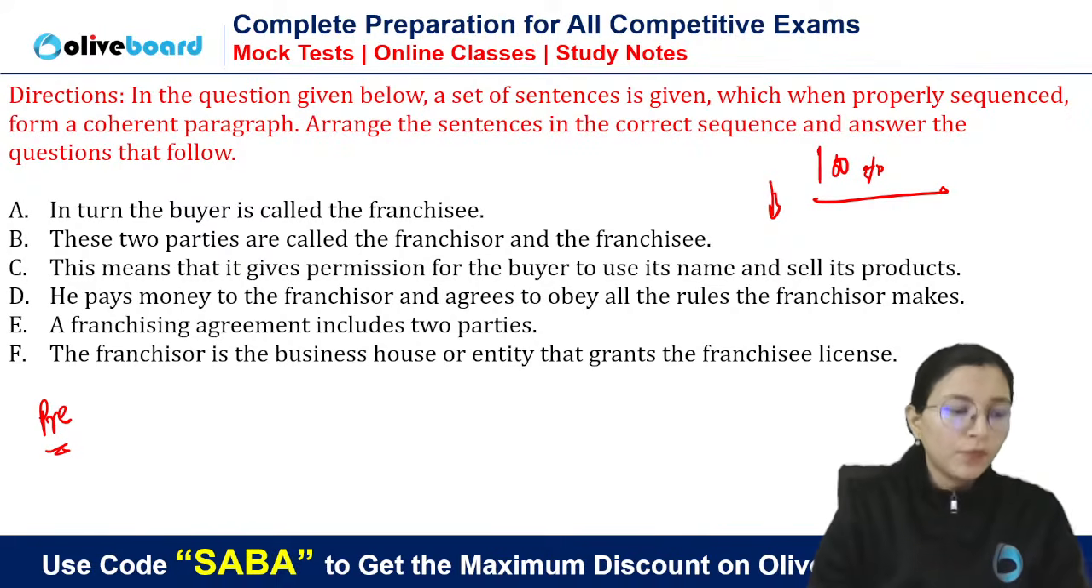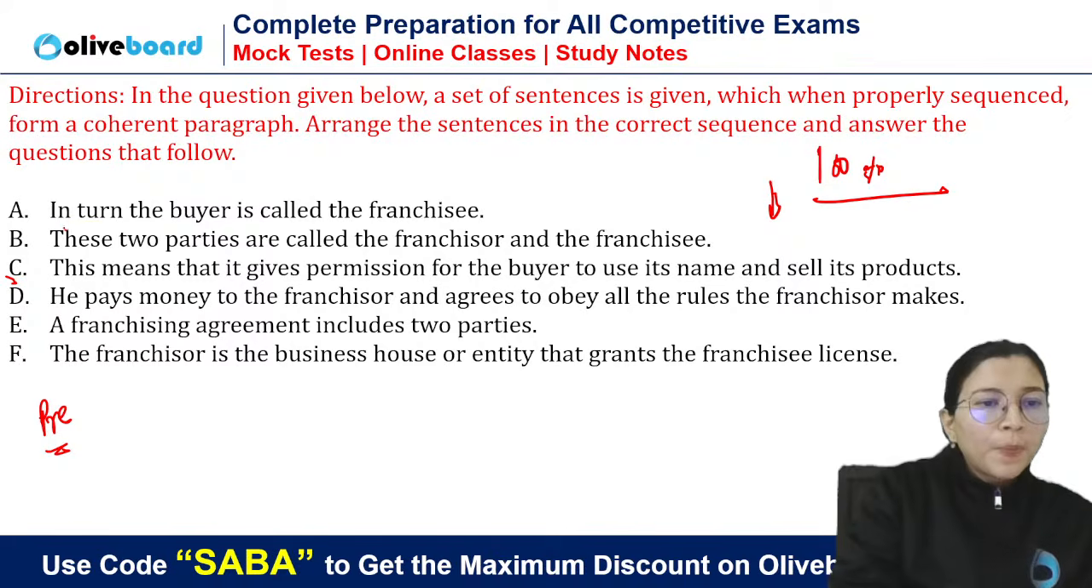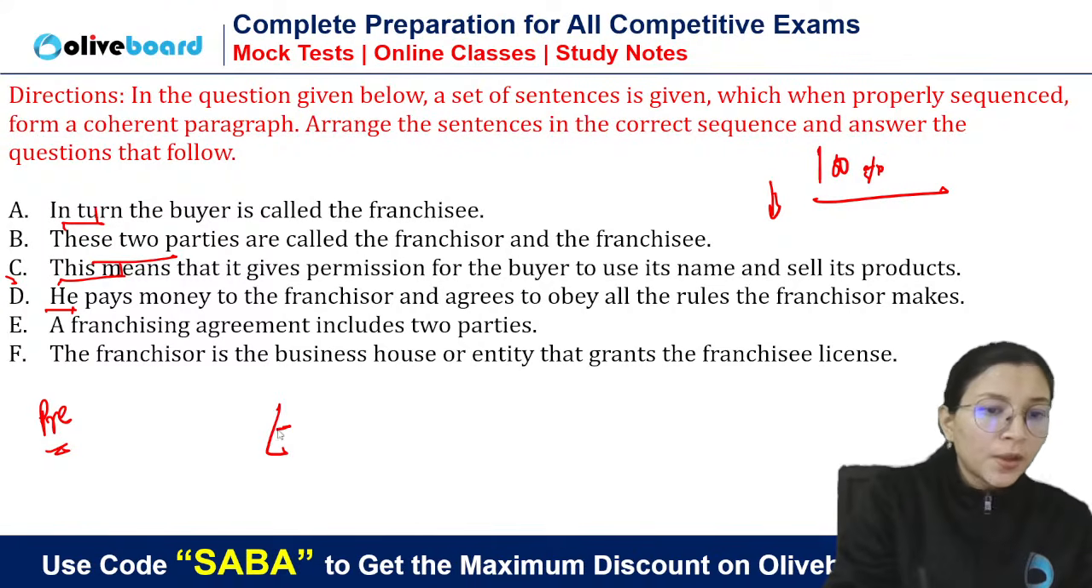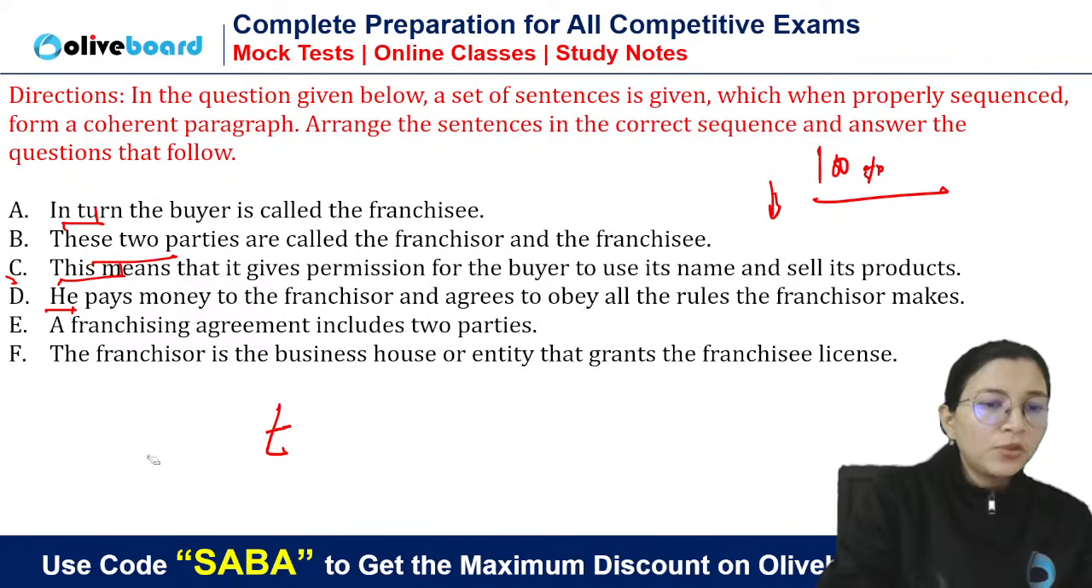After this, I will show you the mains one. Can we start with A? In turn, the buyer is called the franchisee. These two parties, this means he pays, all these are eliminated. There is no confusion in the first sentence. If all answers are the same, it means you guys are correct. Either all are correct or all are wrong. But this is easy, so I feel that all are correct.